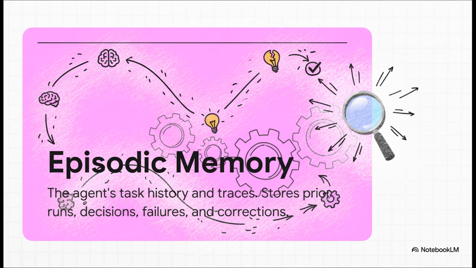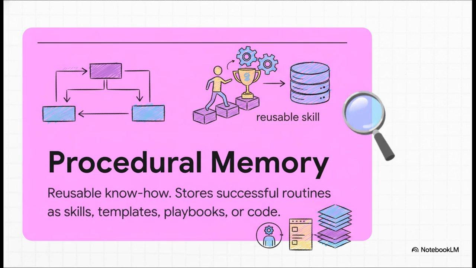Then there's episodic memory, which is pretty much the agent's autobiography. And it's not just a raw log file of everything that happened. No, it's a structured record of its past experiences, its decisions, and, critically, its failures. This is what lets an agent actually learn from its own history instead of just making the same mistakes over and over.